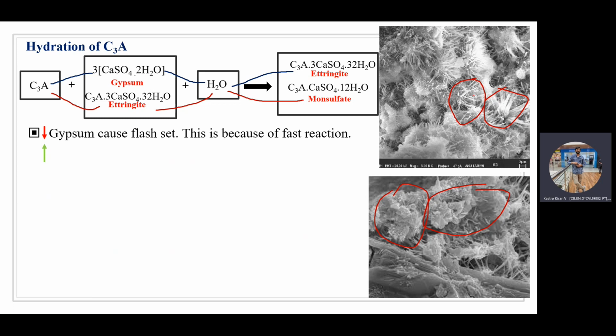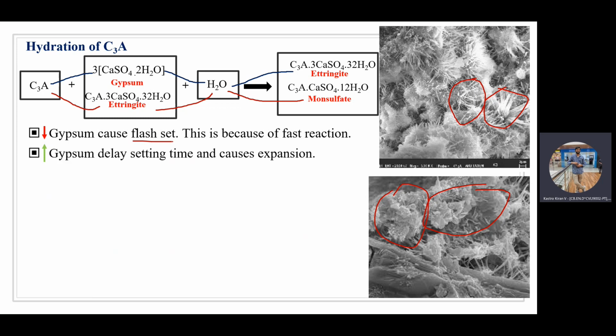Okay, fine. So what happens when you decrease the gypsum content? It causes flash setting of the cement. Why? Because this reaction is very fast. If the gypsum is not available in the cement, as soon as C3A comes in contact with the water, it will not form ettringite. It forms ettringite only when gypsum is available. If the gypsum is not available, the reaction will be very fast and it leads to the flash setting of the cement.